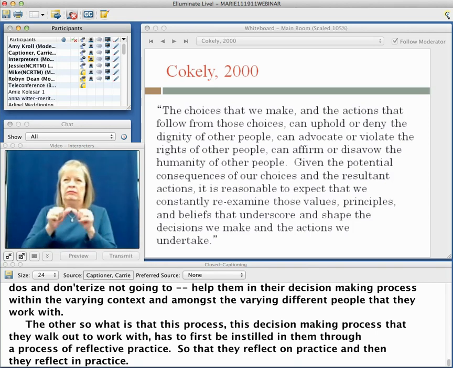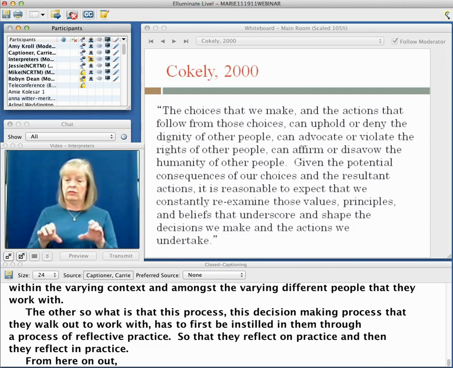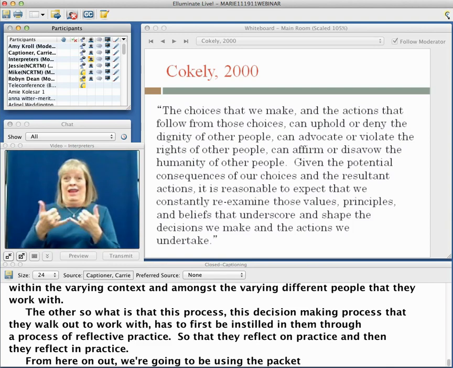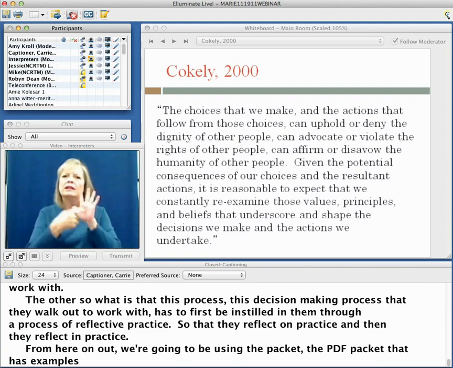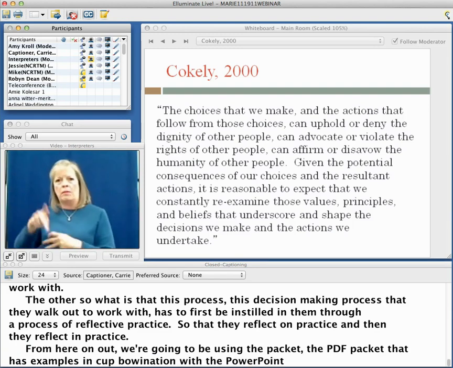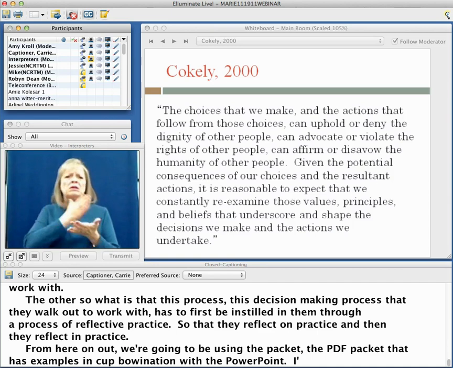From here on out, we're going to be using the PDF packet that has examples in combination with the PowerPoint. I'm also going to stop at points to take some questions during this.